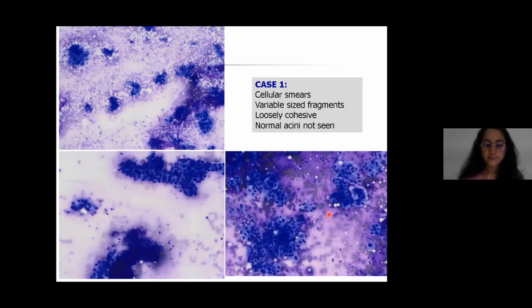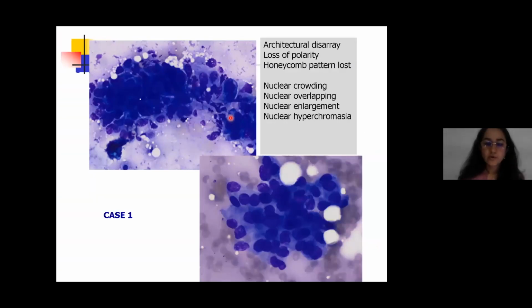These were the EUS FNA smears that we received, and this is the May-Grunwald-Giemsa stain. As you can see, the smears are pretty cellular. There are variable size fragments. They are loosely cohesive, with some smaller groups and single cells also seen, and the normal pancreatic acini are not seen. Going on, if you go into these groups, you can see that there is architectural disarray.